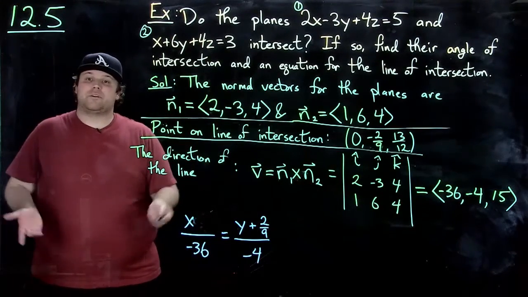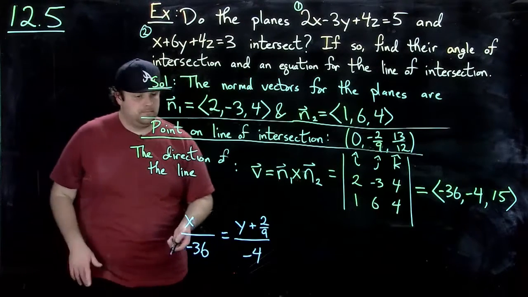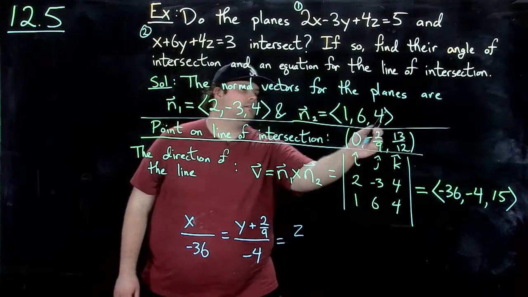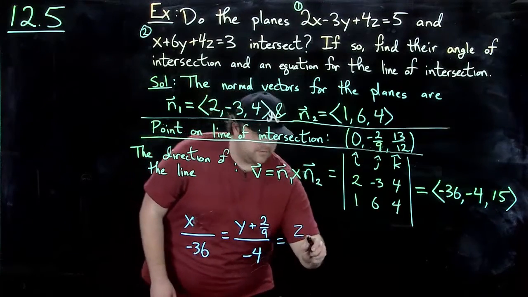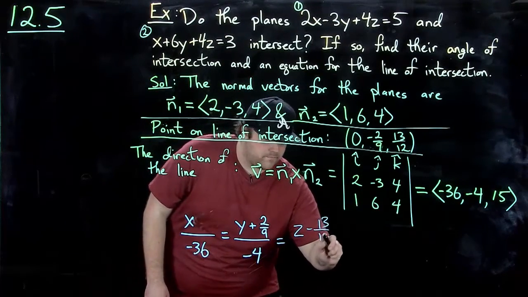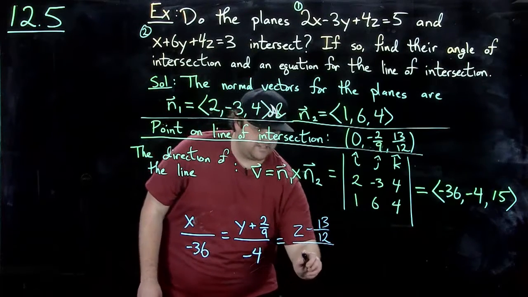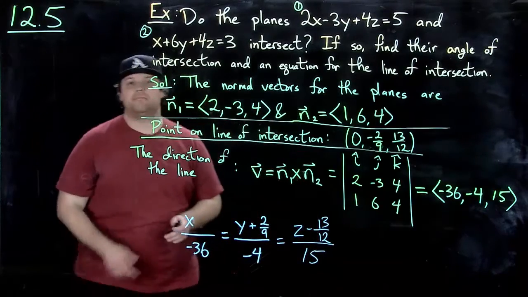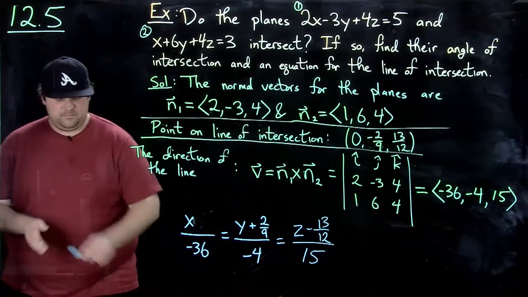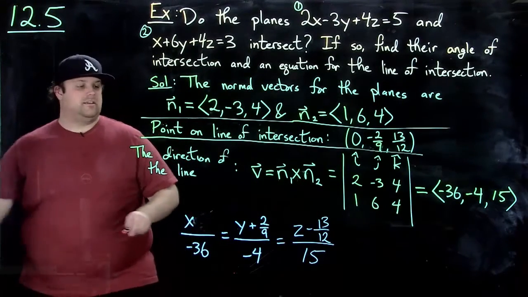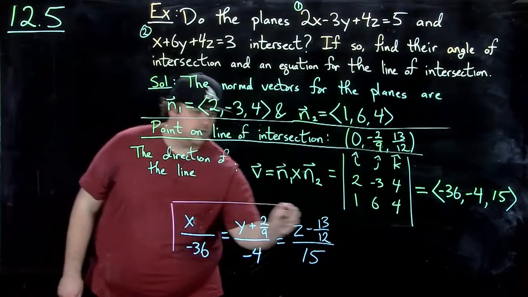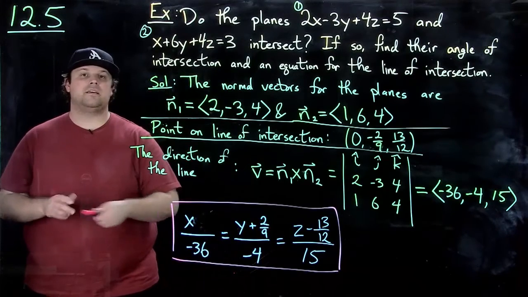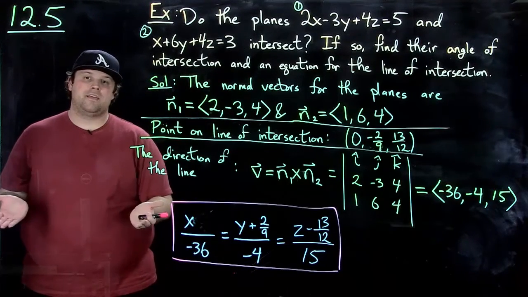And then we're going to do the same thing again for the z. Well, z minus 13 over 12 is going to equal, we're going to divide that by 15. And this here gives us symmetric equations for this line of intersection. And that's it for this.